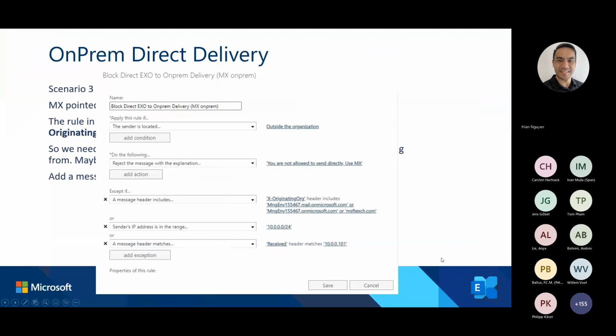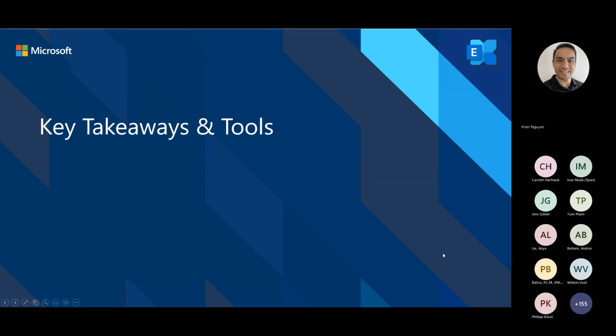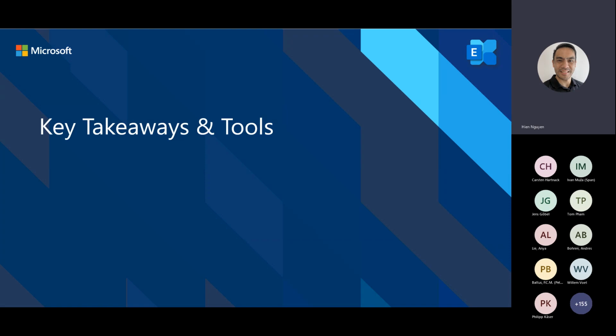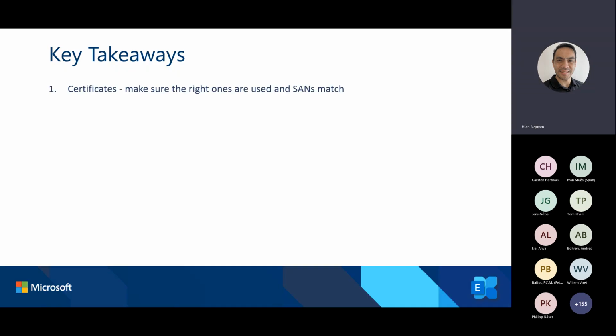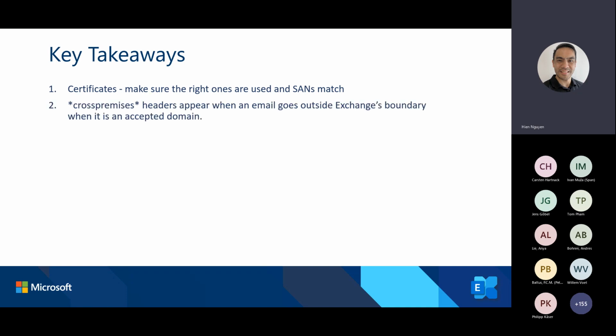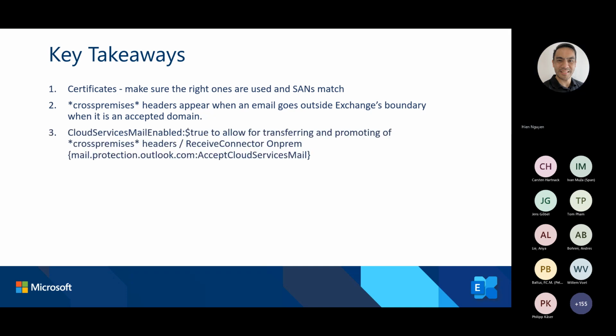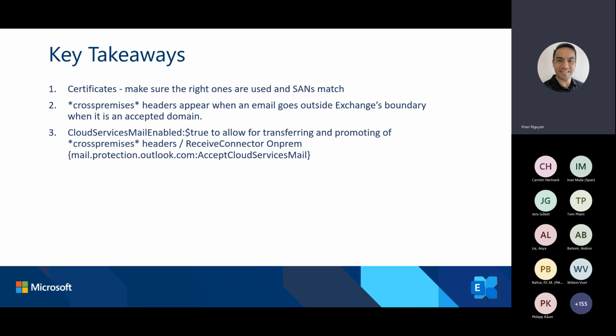So key takeaways and tools. One, please make sure your certificates are correct. Make sure the right ones are used and the SANs match in your connectors. Cross-premises headers appear when an email goes outside of the Exchange boundary, when it is an accepted domain. Make sure mail enabled is set to true everywhere, and the receive connector to have the same setting, but in the TLS domain capabilities.